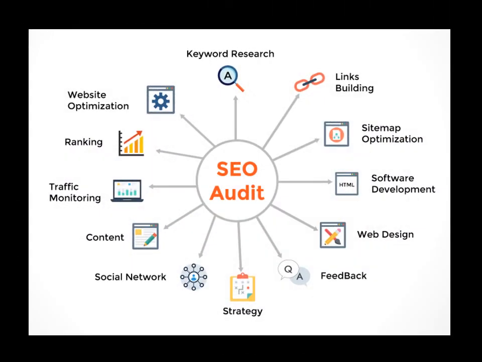See, these are the different points which are related to SEO audit. While doing an SEO audit, it covers all these points. That is, it checks all these points within your website to improve your website and to get higher ranking on the search engine. So what are the points? First one is link building, then sitemap optimization, software development, then web designing, then feedback, strategy, social network, content, traffic monitoring, ranking, then website optimization and keyword research.